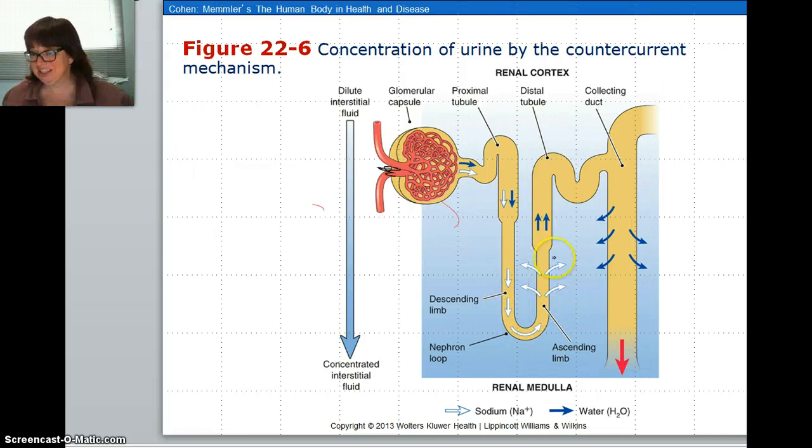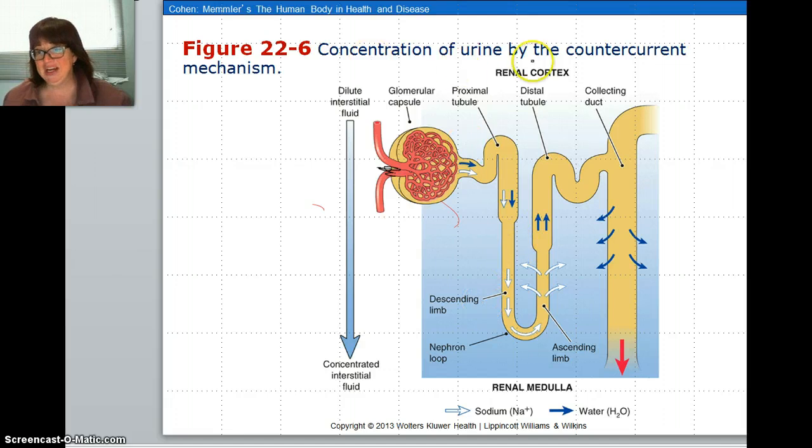When you increase the leakiness, you increase the amount of water that will be absorbed. So you are increasing the leakiness of the loop of Henle, or the nephron loop, and that will mean more water can leave. When more water leaves the nephron, you have decreased urine, but you have increased blood flow or blood volume.